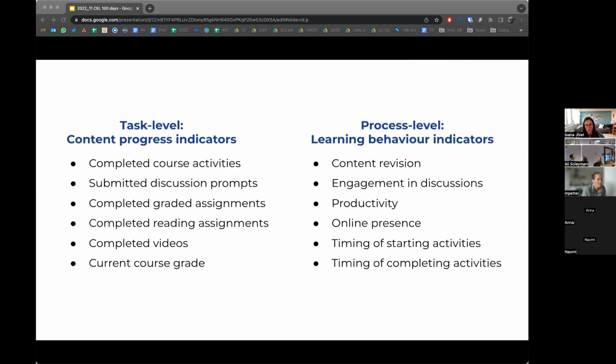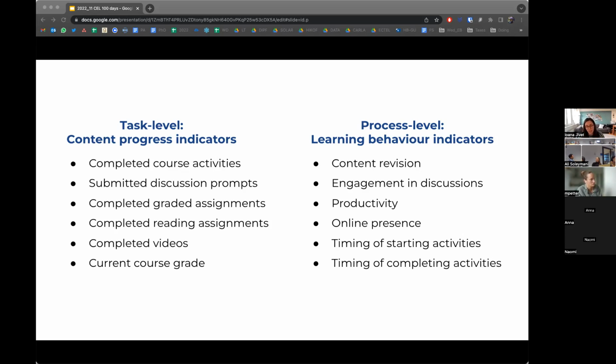So when we look at the 12 indicators that we put on the dashboard, we wanted to go beyond the classic number of activities that were completed, and we kept 6 of those, the ones you see on the left. But we also tried to go beyond that and come up with some indicators that describe learning behavior, to the extent to which it was possible based on the log data that we collected on the platform. So among these, we look, for example, at how much students revise content, or how much they engage in discussions in the forum, and also the last 2, timing of starting activities and timing of completing activities, would be indicators that quantify procrastination to some extent.